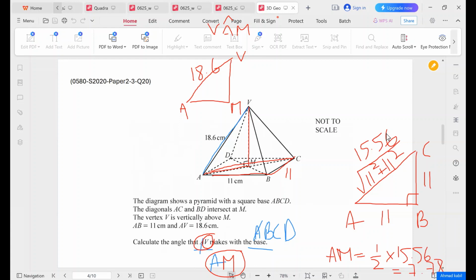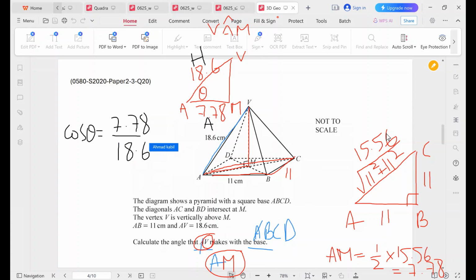Now that we obtained AM, we simply put it in the original triangle here, 7.78. And we want to get theta. Here we have the adjacent and the hypotenuse. So we use SOHCAHTOA. We are going to use cosine. Cosine theta equals adjacent over hypotenuse.